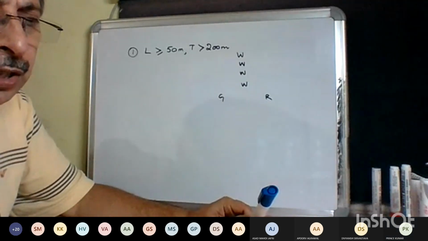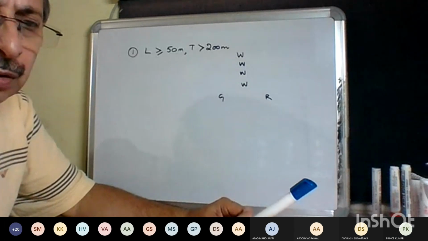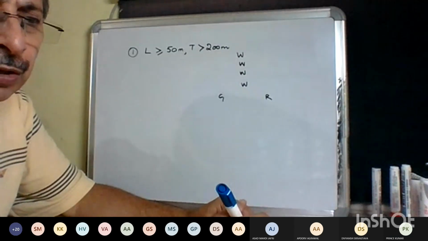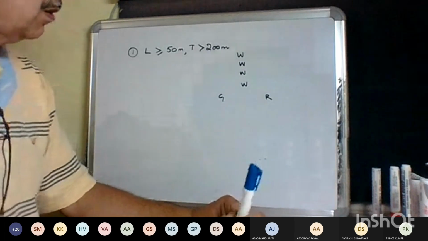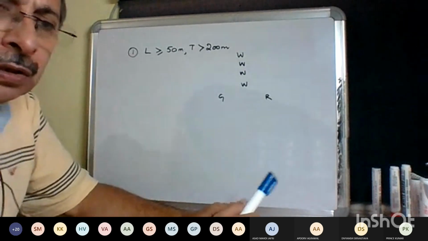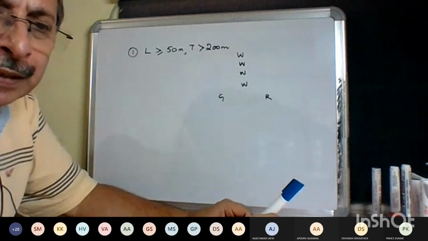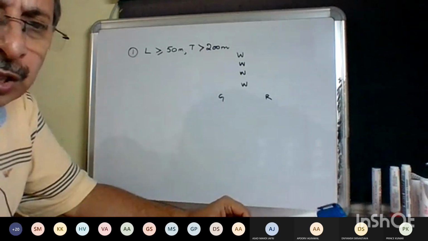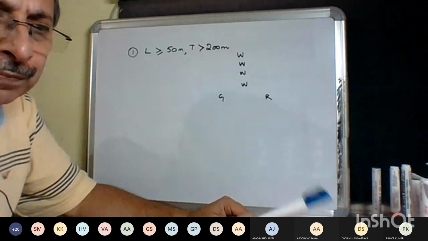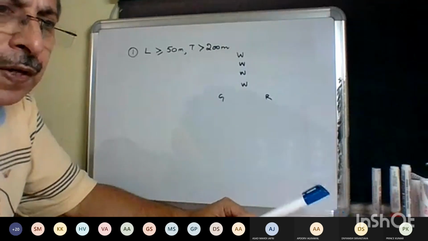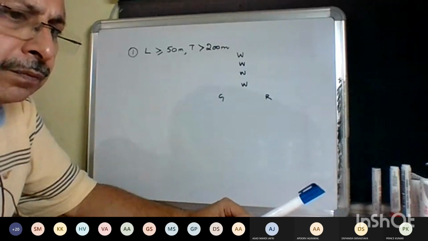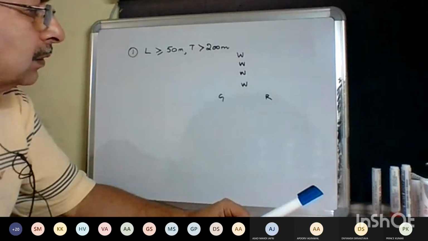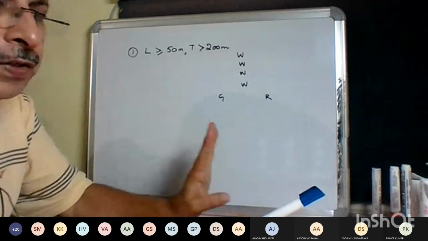Because as per rule 14, power-driven vessels, two power-driven vessels head on, therefore rule number 14 will apply. Both will alter to their respective starboard sides. Both cannot alter course to port. Is that okay? Yes, sir. Is this clear? Does anyone have any doubt?